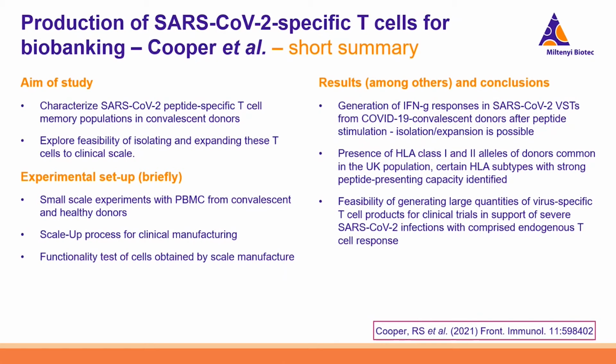Important findings of this study are that generation of interferon gamma responses in SARS-CoV-2 virus-specific T cells from convalescent donors is possible after peptide stimulation, isolation, and expansion. Another important finding was that the presence of HLA class 1 and 2 alleles is widespread in the UK population, and that some specific HLA subtypes with strong peptide presentation ability were identified. Finally, the authors concluded that their method for generating large amounts of virus-specific T cell products is feasible for clinical trials, supporting severe SARS-CoV-2 infections with compromised endogenous T cell responses.